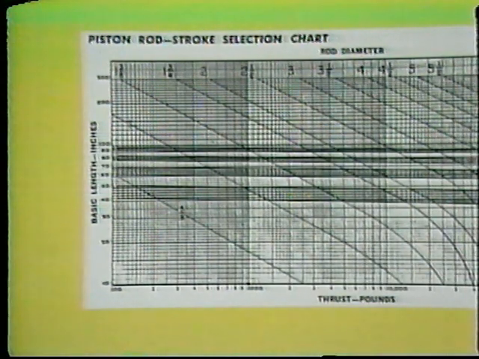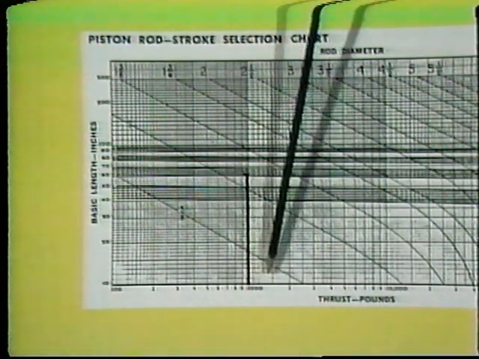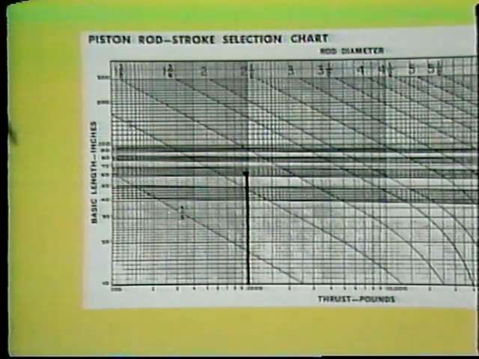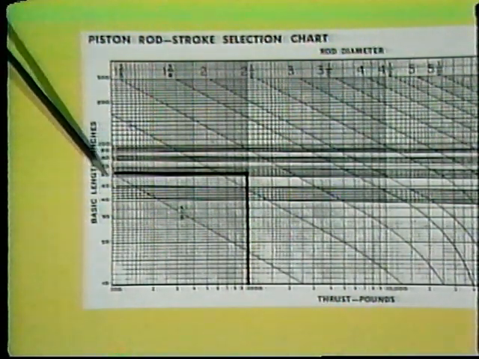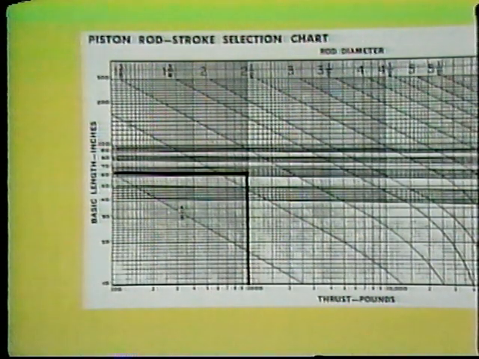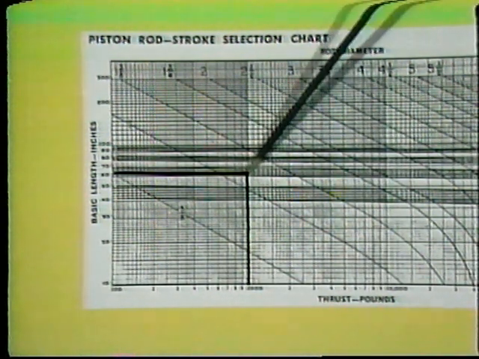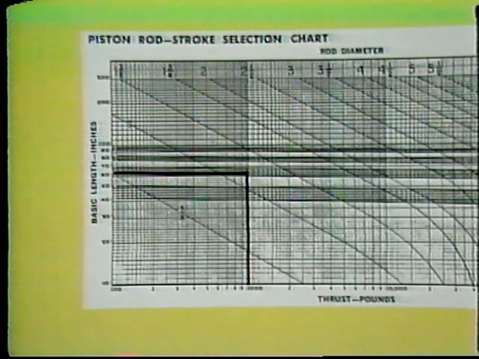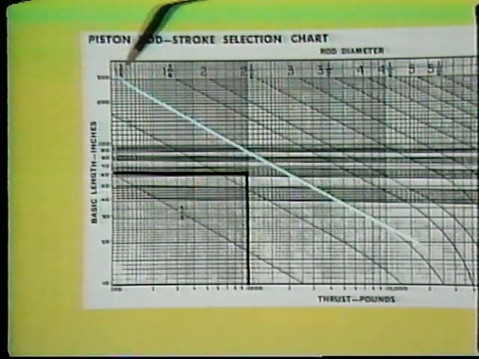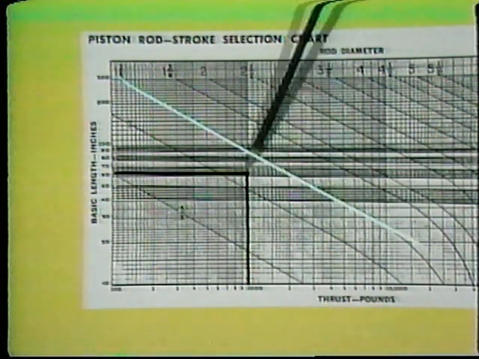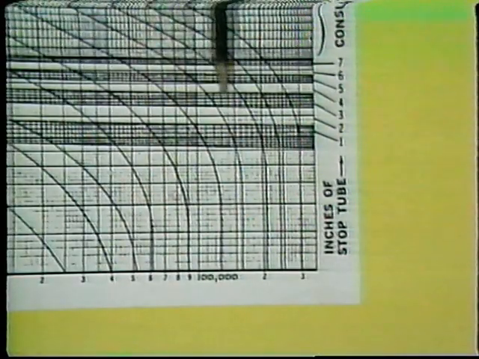Now we go back to the piston rod stroke selection chart, which we used a few minutes ago. Our thrust is 1,000 pounds here, and the basic length is 64 here. The lines intersect here, and if we go to the next standard diameter, we find we need a rod 1 3/8 inches in diameter. And notice, by the way, that this application would also require a stop tube length of 3 inches.